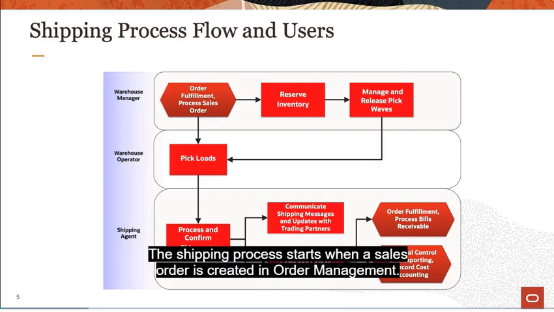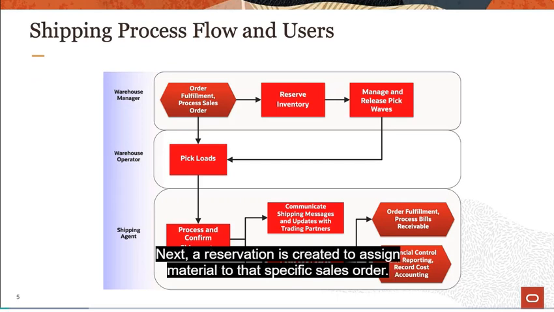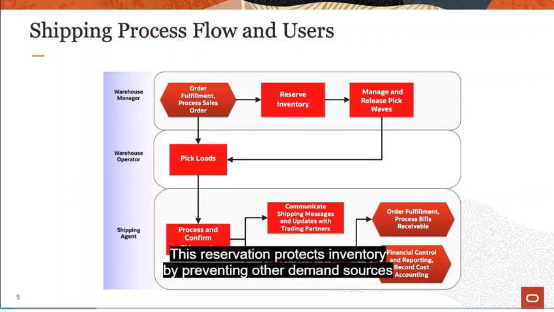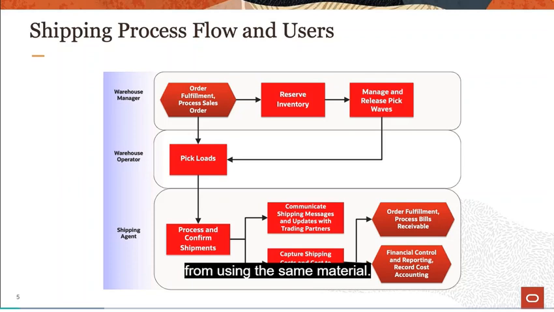The shipping process starts when a sales order is created in order management. Next, a reservation is created to assign material to that specific sales order. This reservation protects inventory by preventing other demand sources from using the same material.